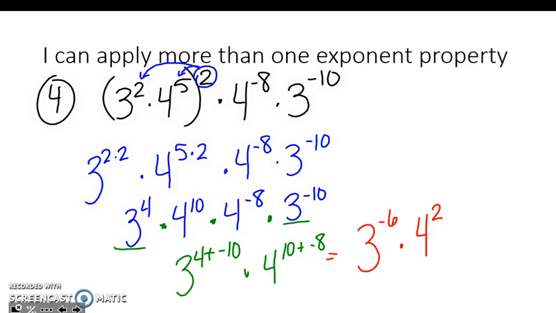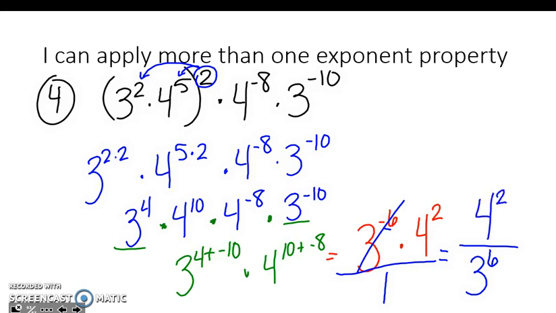Okay. So since this isn't a fraction right now, in order to be able to know where to flip it to, I need to make it a fraction. Remember, we only move them if they're negatives. So 3 to the -6, since it's on top right now, it needs to go to the bottom to become positive. And then 4 to the 2nd, since it's already positive, it's going to stay on the top. So this is my final answer.